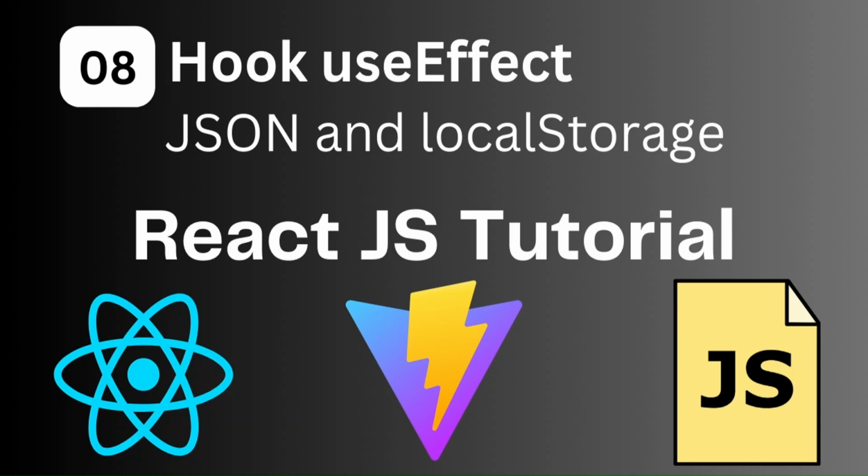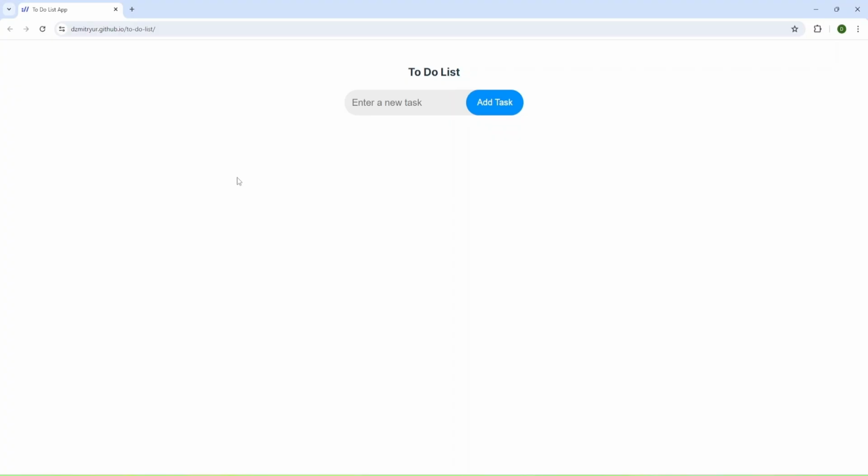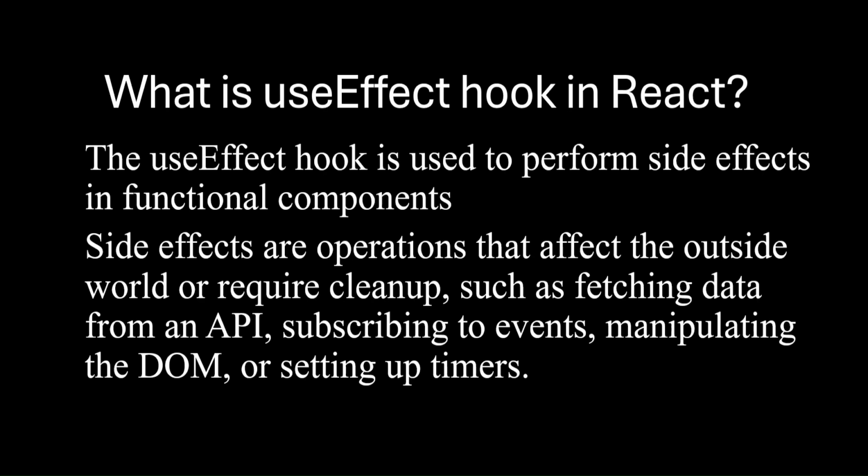First, let's take a look at our app deployed to GitHub Pages in the previous lesson. I opened the app in my browser, and now I'm going to add several tasks. And when I refresh the page, the items are lost, and we need the functionality to store them. But first, let's talk about the useEffect hook.